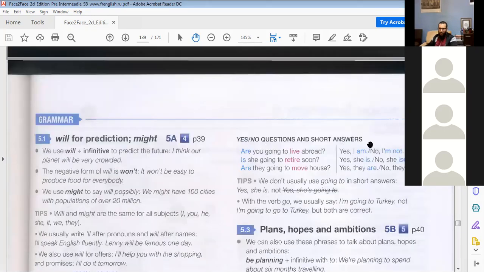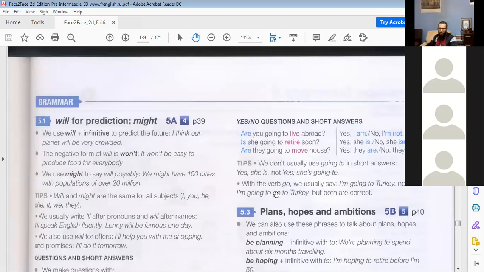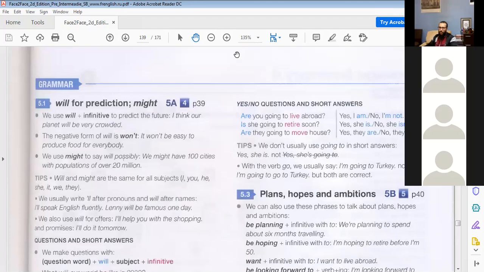Let's see here. Yes, no, questions, short answers. We don't use short answers. Yes, it is. Okay, there's this tip. It's not new, but I think it's important. Yeah, maybe you already know it, but let's talk about it.